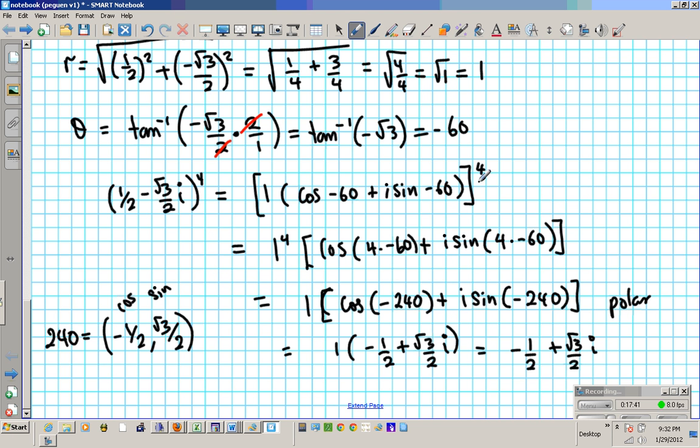If this were fractional exponents, all you do is just distribute the fraction here and distribute the fraction here. Alright? Okay.